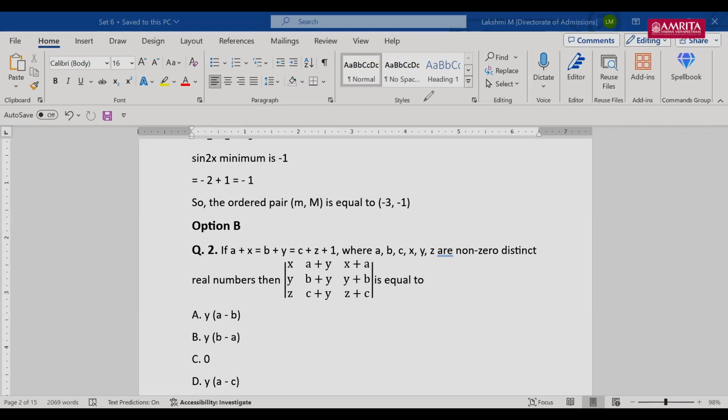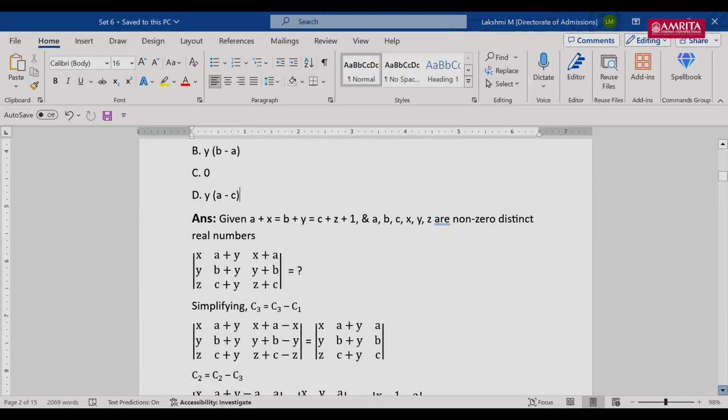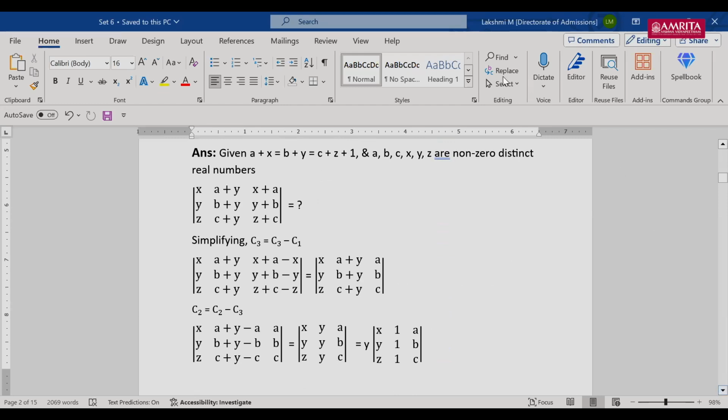Rajeshri has given me an answer A. Arjun is also saying it's option A. Okay, I think we'll just discuss. Neeraj is also saying A. Let's see. I hope you have tried the different methods of simplification here.